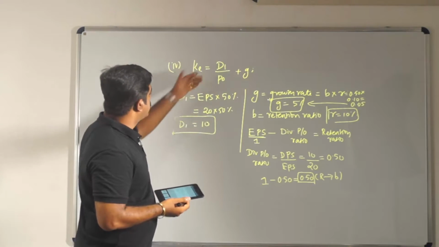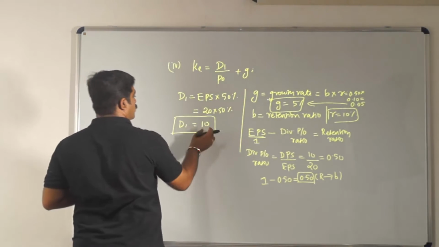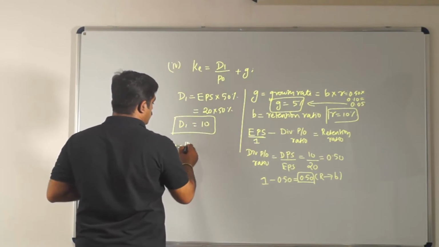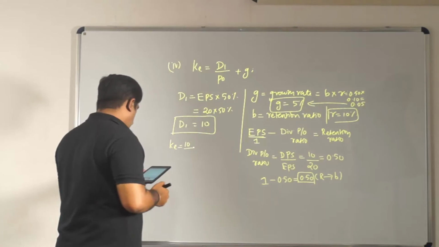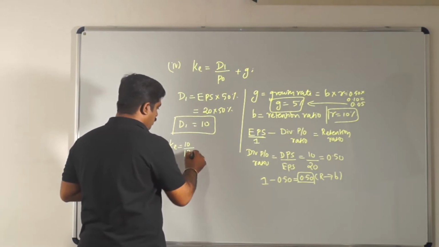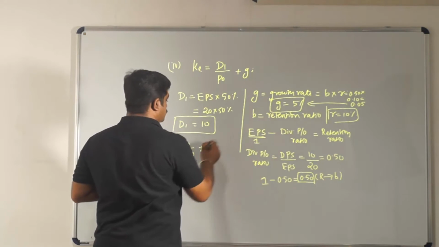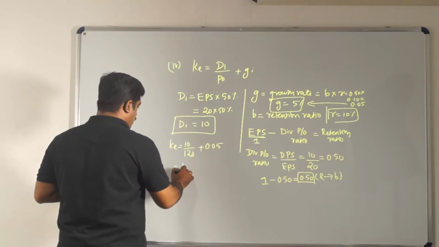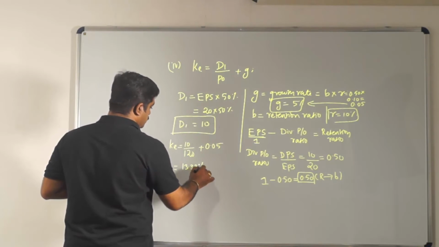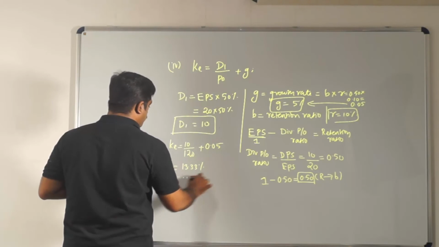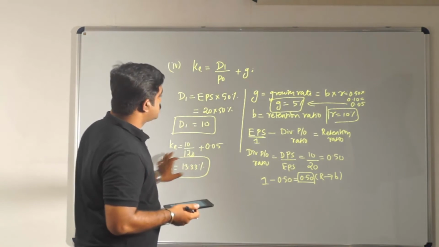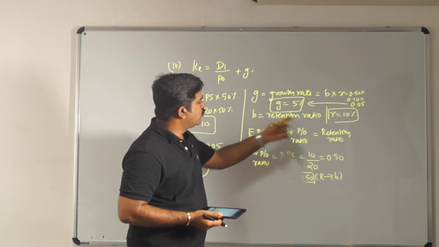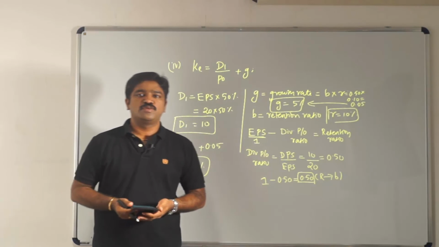Now we'll come and apply it here. KE is equal to D1. We know D1. So let me put it here. KE is equal to D1, which is 10, divided by P0. What is the P0? We have it as 120. Okay, plus growth rate of 5%, which has to be written as 0.05. So if I calculate that now, I get 13.33%. So this is going to be the cost of equity, where we have derived what is the growth rate by creating a relationship between the retention ratio and return on investment. That is G is equal to B multiplied by R.